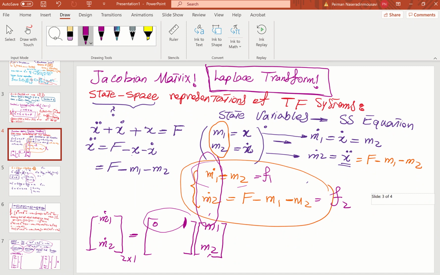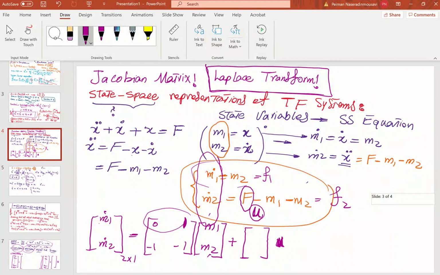Now look at here. So you have M1, so it is minus 1. You have M2, minus 1. Understand? So minus M1 minus M2 is equal to M dot 2. Plus, but this is the input to the system. You are designing this control to the system, this controller. So it's going to be u, because I only have one input to the system.